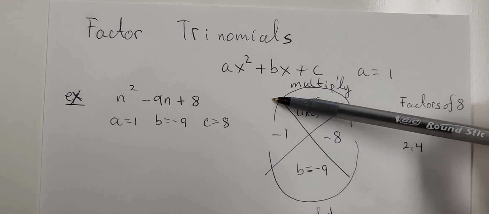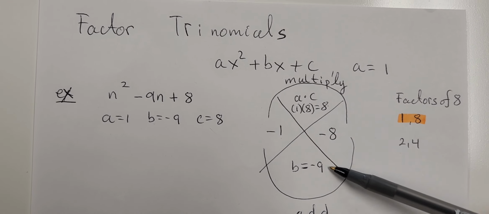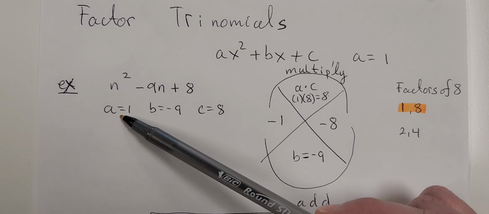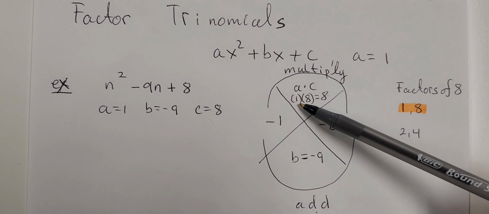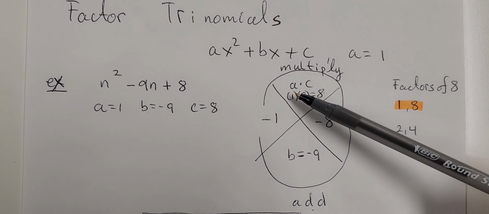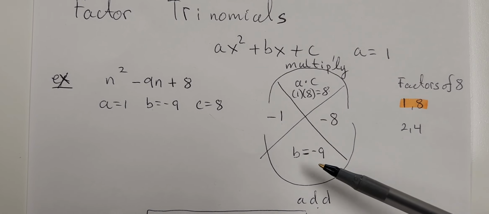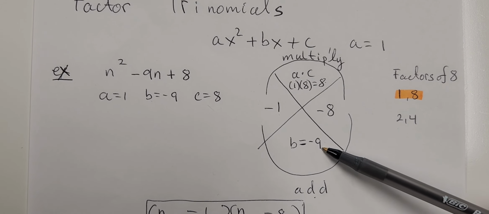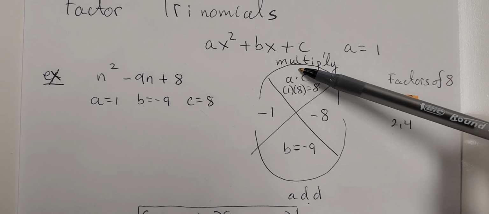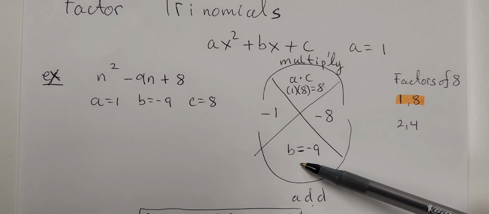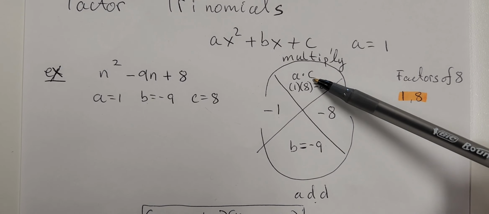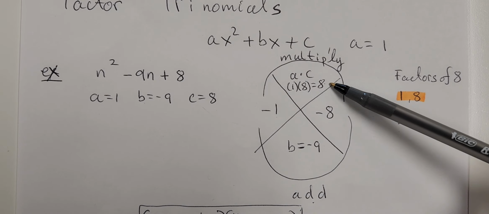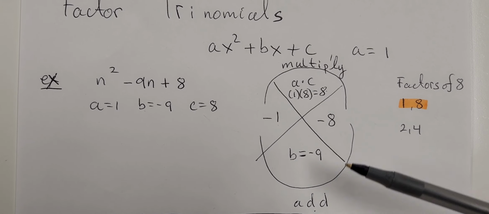After that, draw a big X. On top it is a times c, so 1 times 8 is 8. In the bottom, it is always b, which is negative 9. One more time, the top is always a times c, and the bottom is b. So in this case, a times c is 1 times 8, which is 8, and b is negative 9.